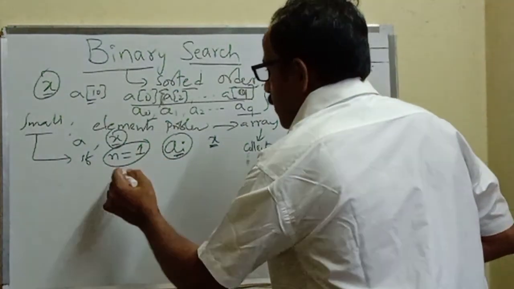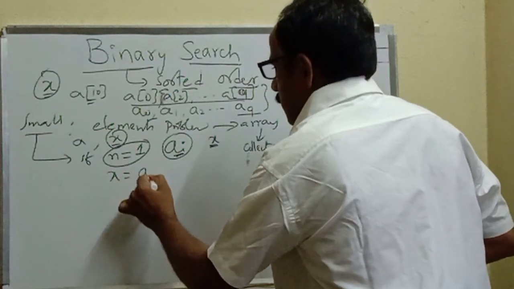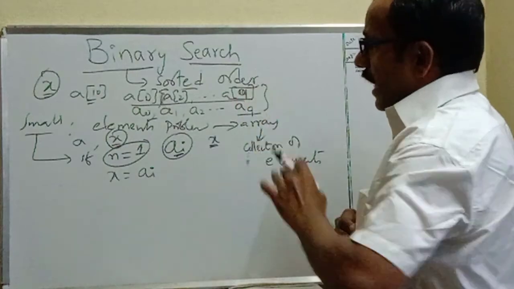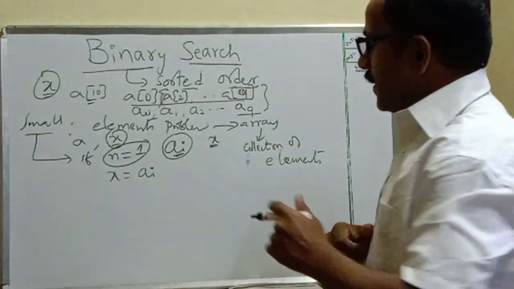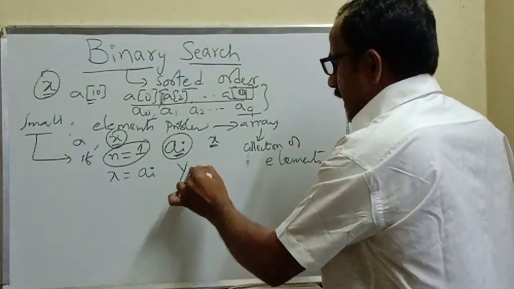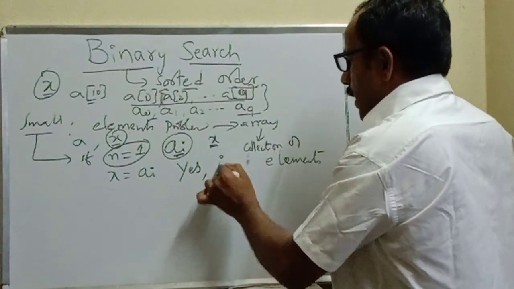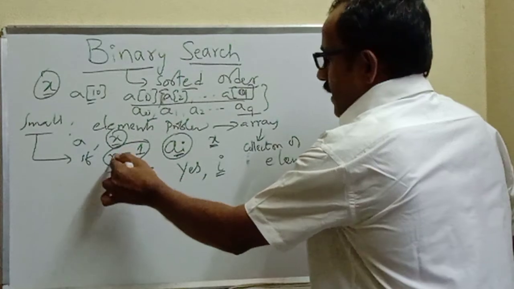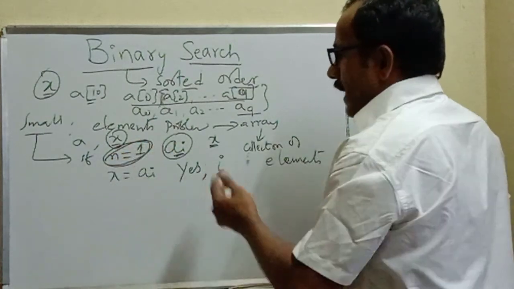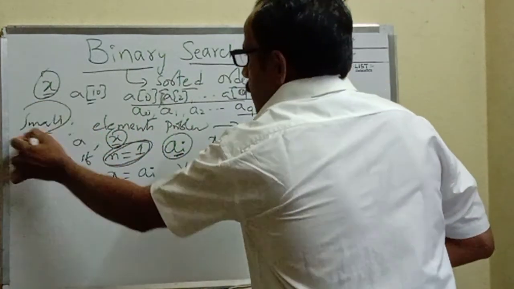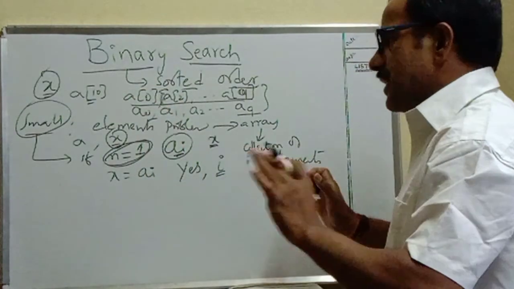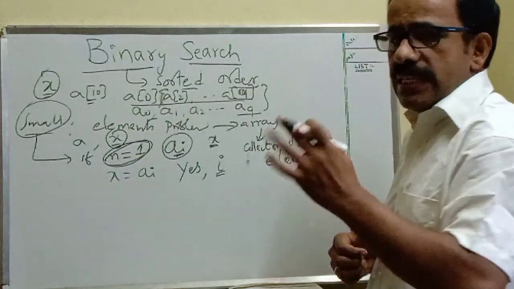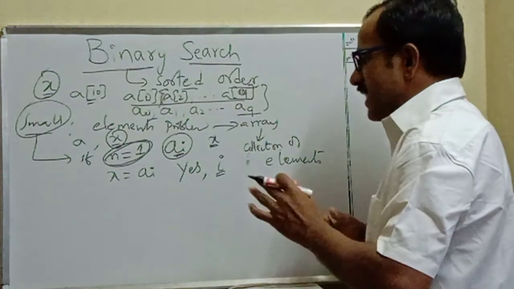Then we need to search whether x equal to ai or not. If x equal to ai, the ultimate aim of any search procedure is seeing that yes, the element is there in the list and also producing the location number of that particular element. So if the number of elements n is 1, the problem is very small, acceptably small.